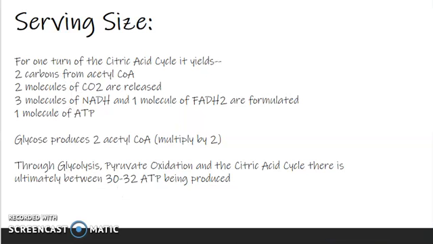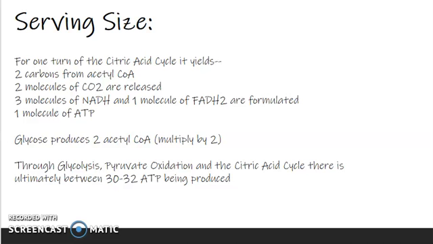For the serving size, it's going to yield 1 turn of the citric acid cycle. So listed below, we have 2 carbons from acetyl-CoA, 2 molecules of carbon dioxide are going to be released, 3 molecules of NADH, and 1 molecule of FADH2 are formulated. 1 molecule of ATP is generated.